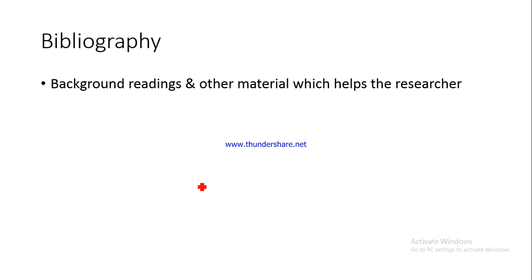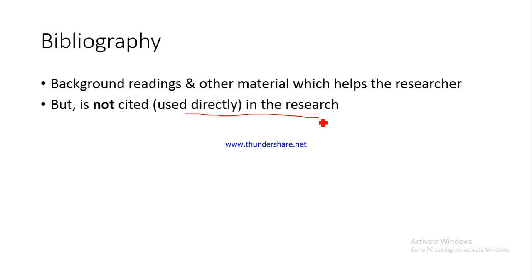Again, a bibliography also has to be there in your research report, in the concluding section. Now what is it? Background readings and other materials which have helped the researcher. How is it different from the reference? In reference you only mention those sources from which you have actually borrowed something while writing your research report, while writing your project report. But if you have benefited from some source but you have not directly quoted it or written it in your project report, then you have to mention all such sources in the bibliography. So background readings and other materials which help the researcher, but are not used directly in the research.